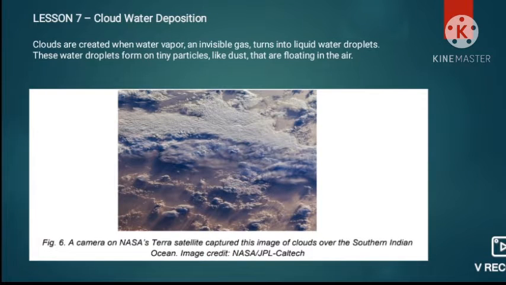Lesson 7. Cloud water deposition. Clouds are created when water vapor, an invisible gas, turns into liquid water droplets. These water droplets form on tiny particles like dust that are floating in the air.